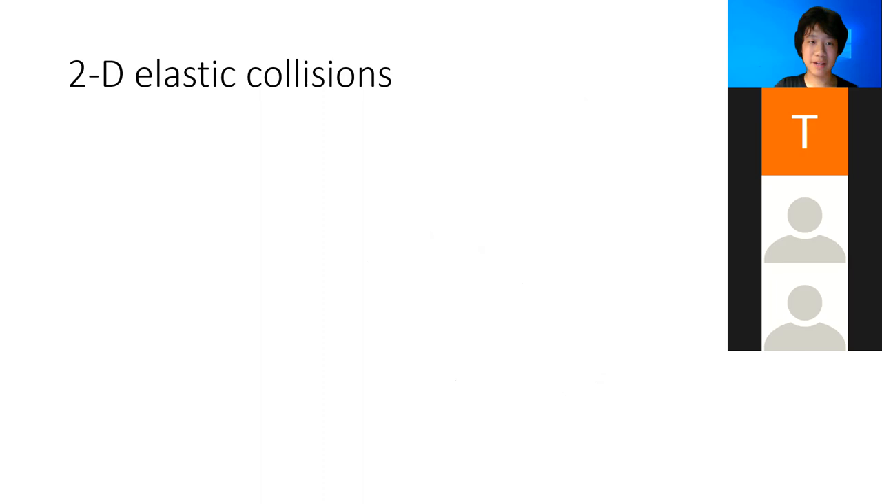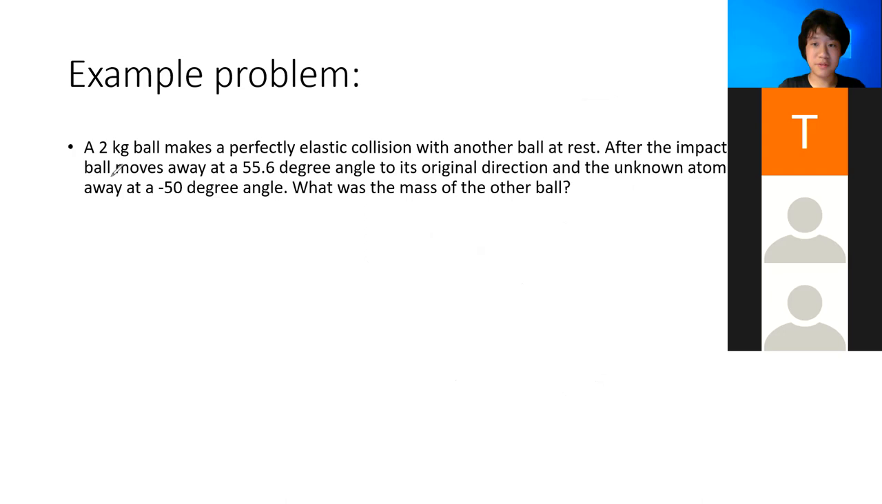So let me have this example problem out. For this example problem, I'm just going to go over how you would do a 2D elastic collision problem. A 2 kilogram ball makes a perfectly elastic collision with another ball at rest. After the impact, the 2 kilogram ball moves away at a 55.6 degree angle to its original direction, and the unknown ball travels away at a negative 50 degree angle. What was the mass of the other ball?